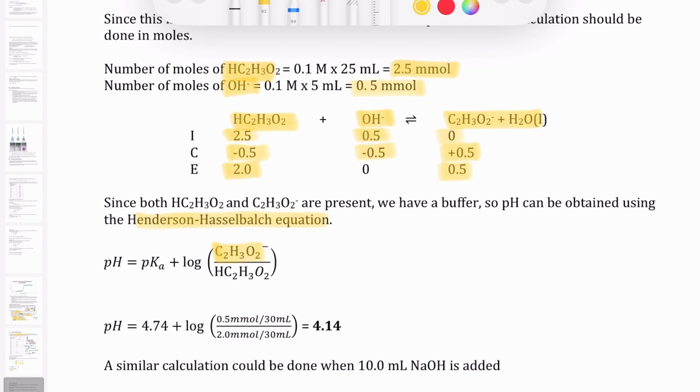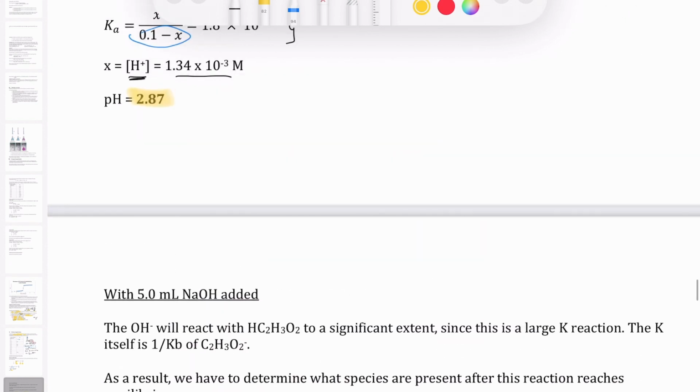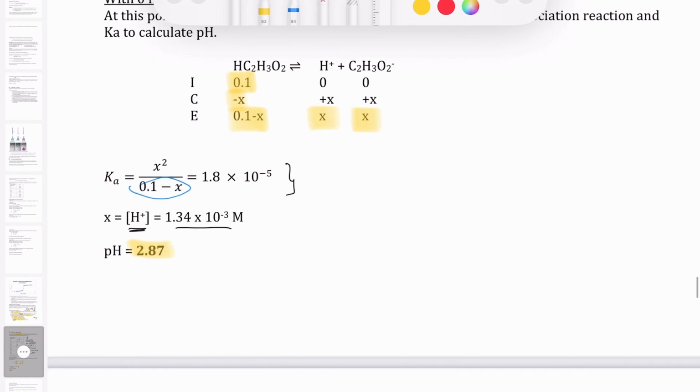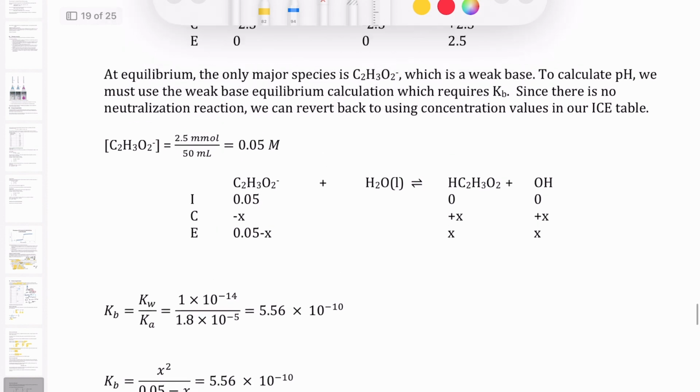My A minus is acetate, my HA is acetic acid. And if I plug in the numbers I was given, I have my Ka. My concentration is just half a millimole divided by 30 milliliters, my total volume, and then 2 millimoles divided by 30 milliliter. I end up getting 4.14 as my pH right now. So in fact, right after the beginning of the titration, I've already entered this buffer region of the titration. So 4.14 is the pH for that portion, okay?